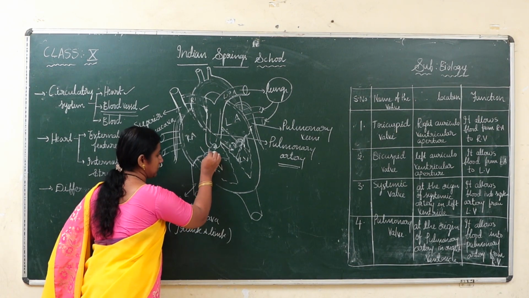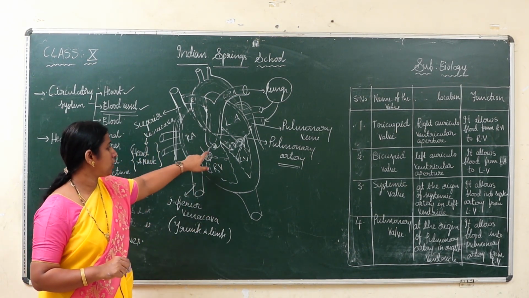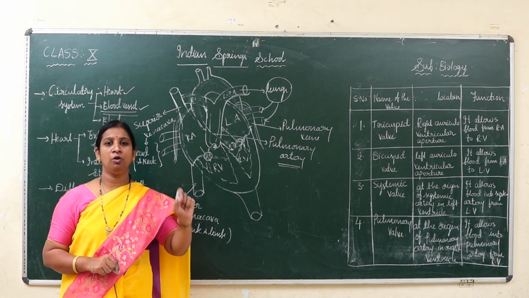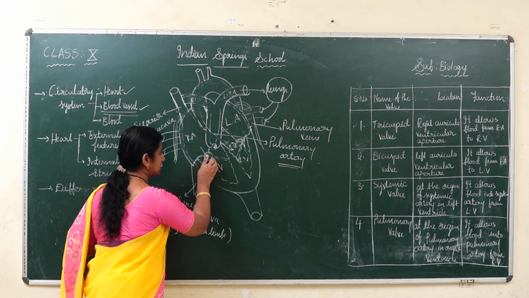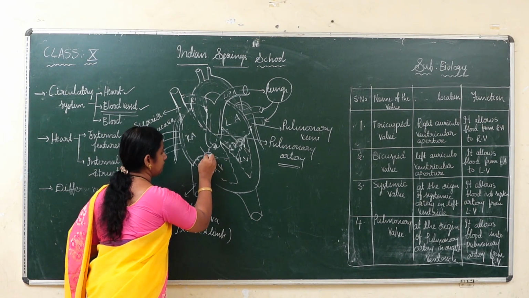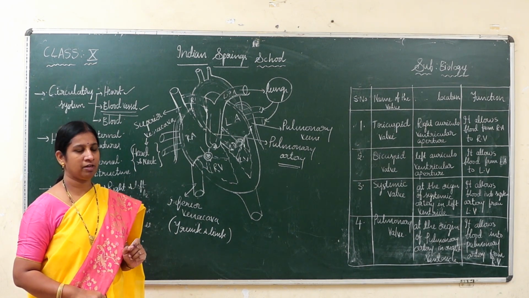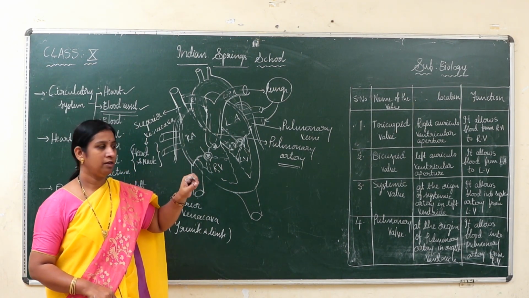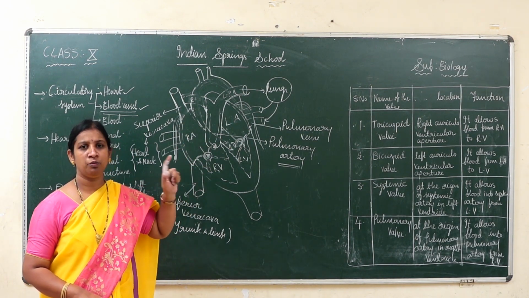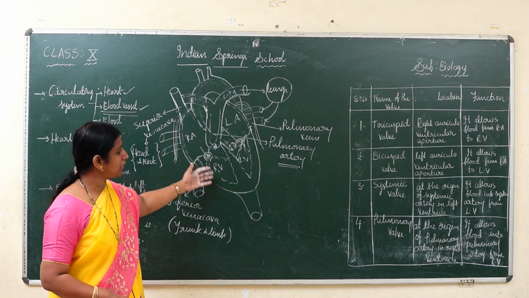Here there is an aperture. Aperture means hole. That aperture is called the right auriculoventricular aperture. This aperture is guarded by a valve, and this valve is called the tricuspid valve. So where is this tricuspid valve located? In the right auriculoventricular aperture. And what is its function, children?